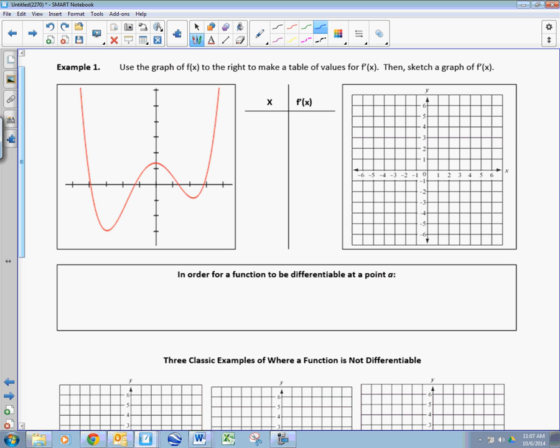It says, use the graph of f of x to the right to make a table of values for f prime of x. Then sketch a graph of f prime of x. So what I want to do is create a graph for f prime of x. This is f of x. And in order to do so, I'm going to create a table of values. Okay? So there are some very, very important slopes out here that I can point out.